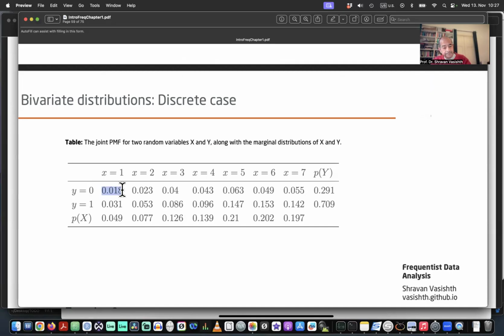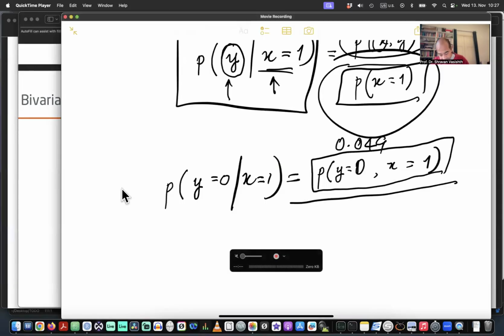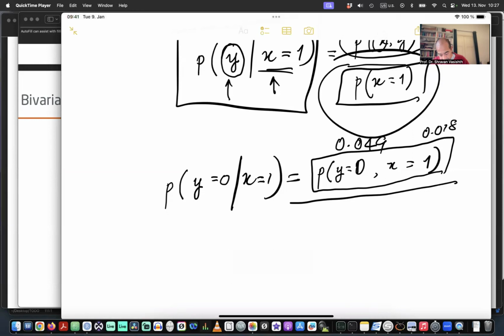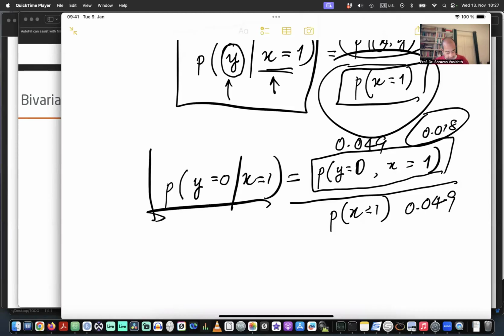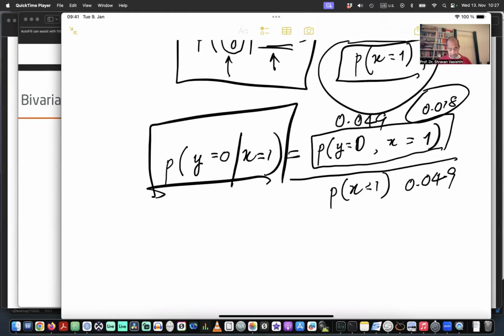So this will be 0.018, divided by the probability of x equal to 1, which I just established is 0.049, right? So the probability of y equal to 0 when x is equal to 1 is going to be 0.018 divided by 0.049, right?